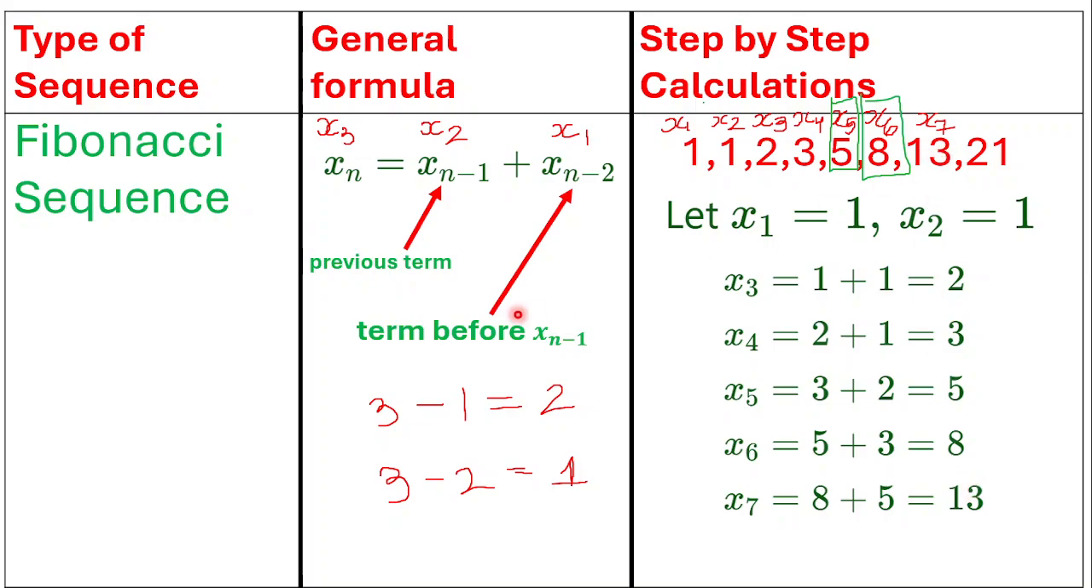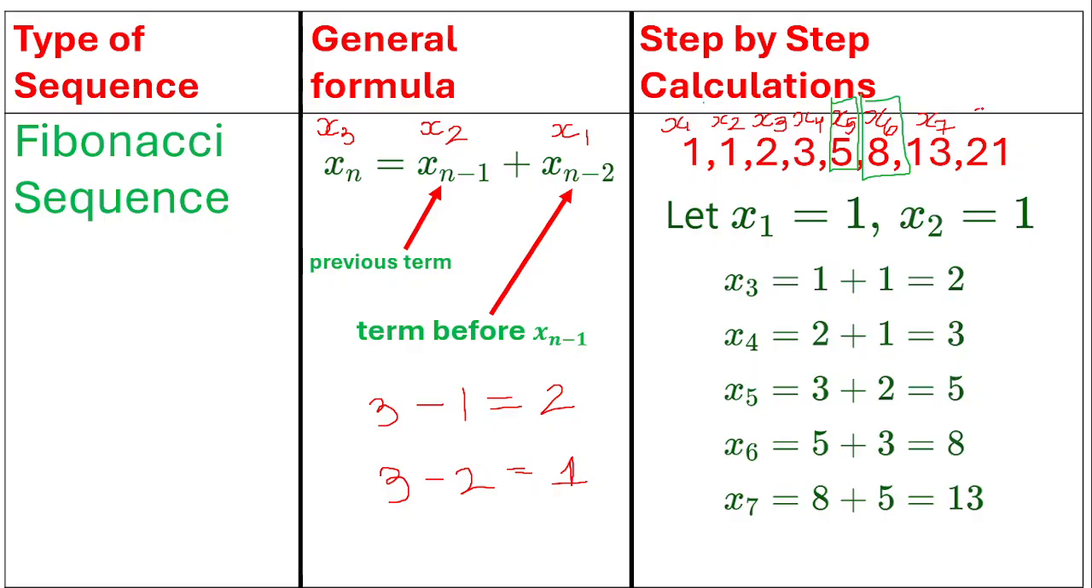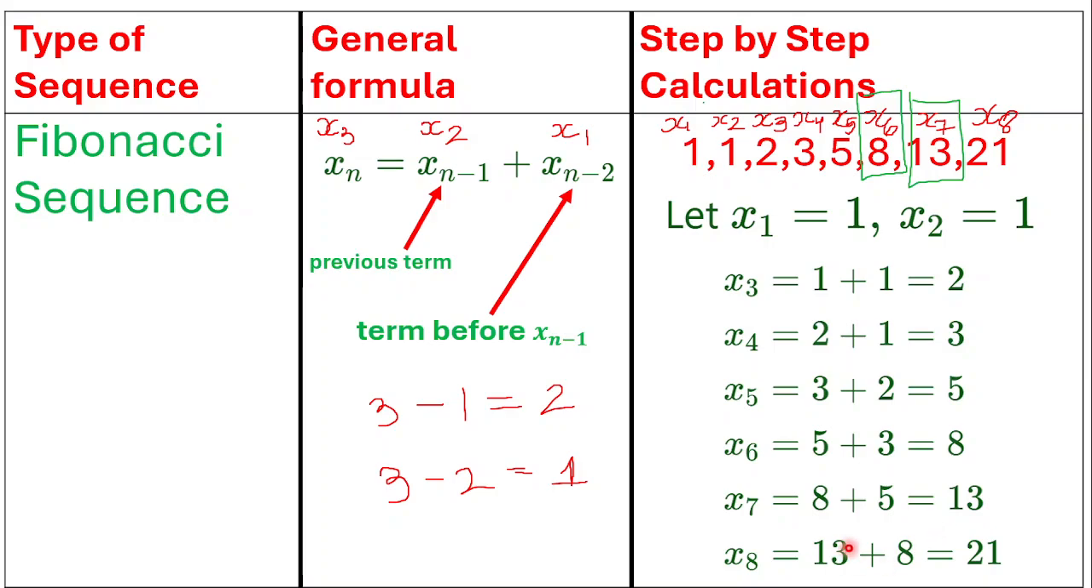And finally, for this one, we could do x sub 8, or x8. How are we going to get x8? Well, in order for us to get x8, all we have to do is add the two previous terms. What are the two previous terms? We have x7 and x6. So that's going to be 13, which is x7, plus 8, which is x6. So we have 13 plus 8, which gives us 21.